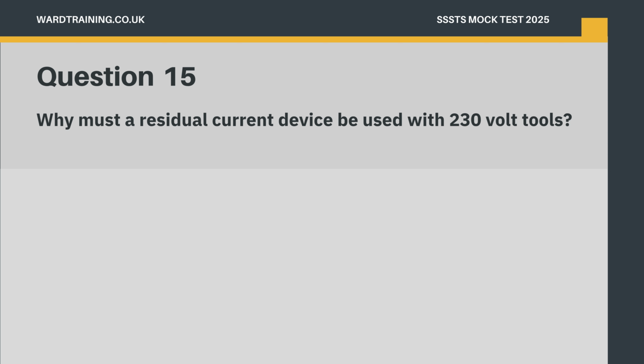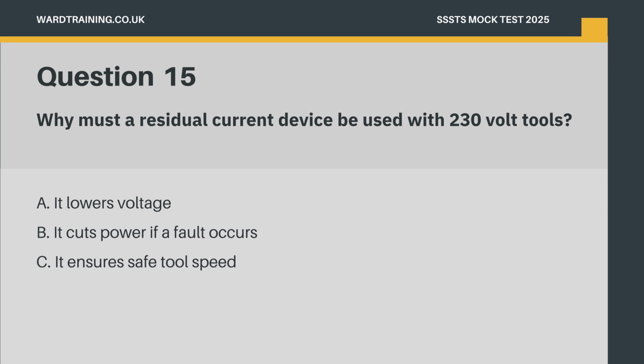Question 15. Why must a residual current device be used with 230 volt tools? A. It lowers voltage, B. It cuts power if a fault occurs, C. It ensures safe tool speed, D. It reduces energy costs. Answer: B. It cuts power if a fault occurs.